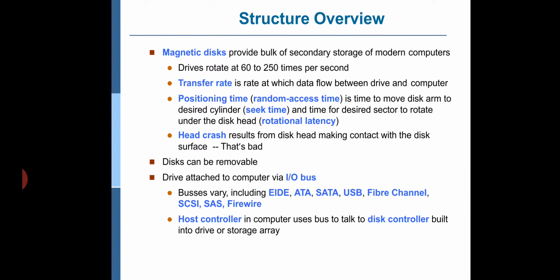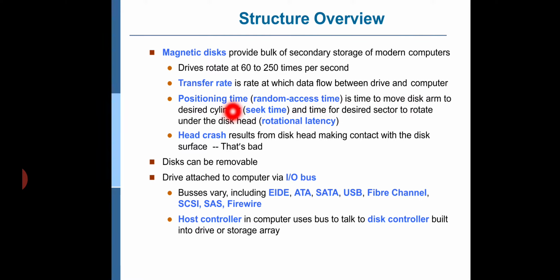Then comes the structure overview. The magnetic disk, we need to store the data. The disk means only the magnetic disk. The magnetic disk provides a bulk of secondary storage in modern computers nowadays. The device rotates at 60 to 250 times per second, meaning that much speed it will be rotating. The transfer rate is the rate at which data flows between the drive and the computer, meaning from your disk to your computer, from secondary memory to main memory.